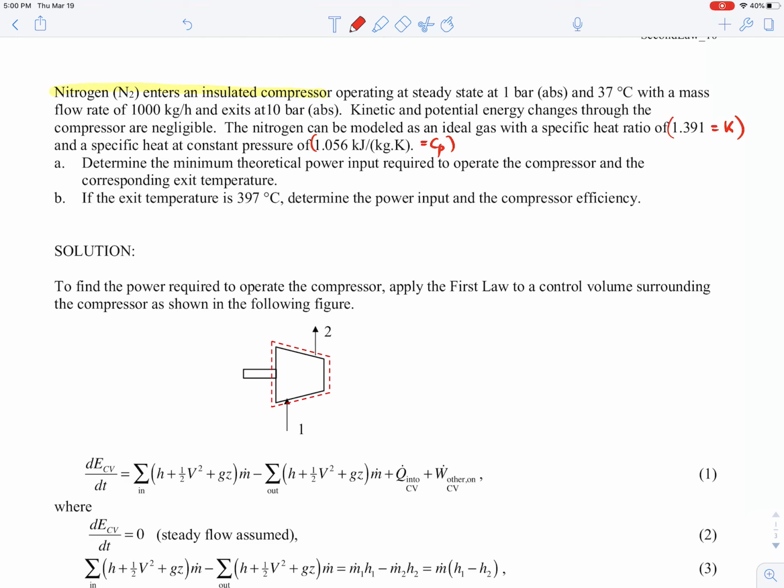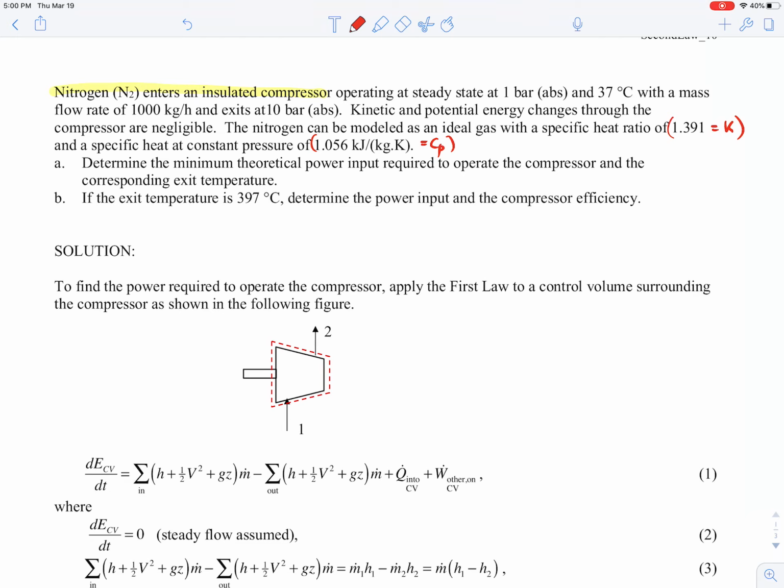We're asked to determine the minimum theoretical power input required to operate the compressor and the corresponding exit temperature for this case. So this is similar to the other example that we did where we're trying to find the minimum power. So this will involve the first law, since that's where you calculate the power from. And then we'll also make use of the entropy equation as well, since the entropy equation involves entropy production, and we want to look at the internally reversible case.